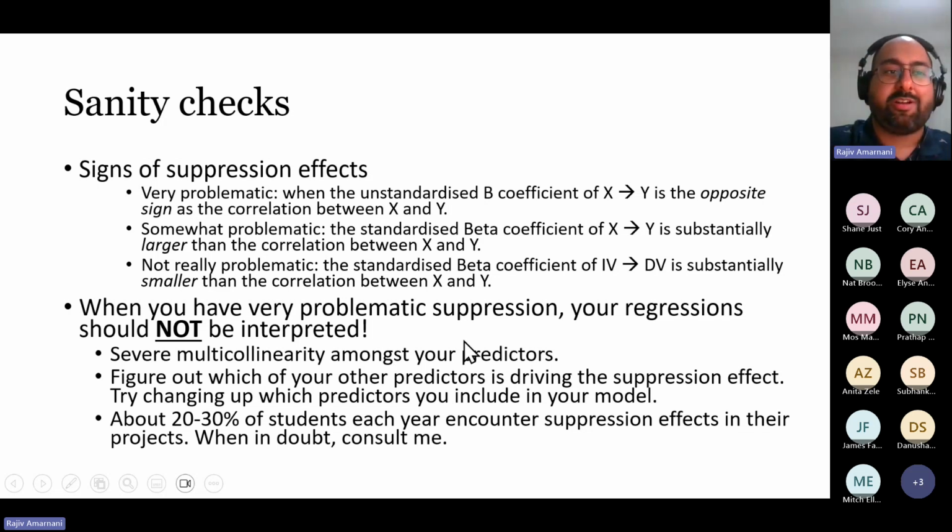Do not interpret your regression at all. Just stop. Just walk away and figure out what's happening. And what is happening is severe multicollinearity. Some of your predictors are overlapping so much that it's completely overturning the direction of the effect. And you have to figure out which predictors are driving the suppression effect. And so this begins a whole complex rigmarole of dropping variables, adding them in.